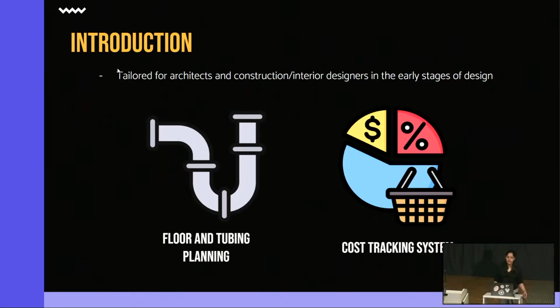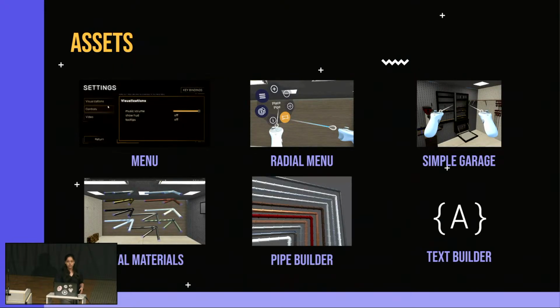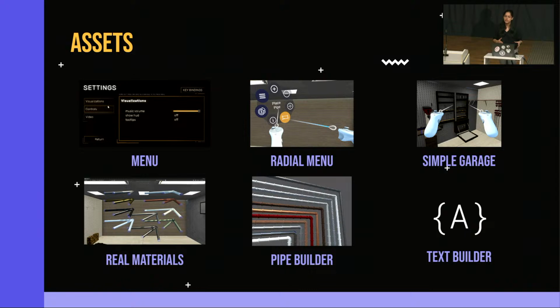First of all, we began wondering about this problem: how could we make an app that would help architects and interior designers across the globe in their early stage design, focusing specifically on two things. One would be the floor and tube planning, but also providing a cost tracking system for them to keep track of their expenses. For this, we made use of the Unity software in which we developed various assets and also adapted some that were already existing to our needs.